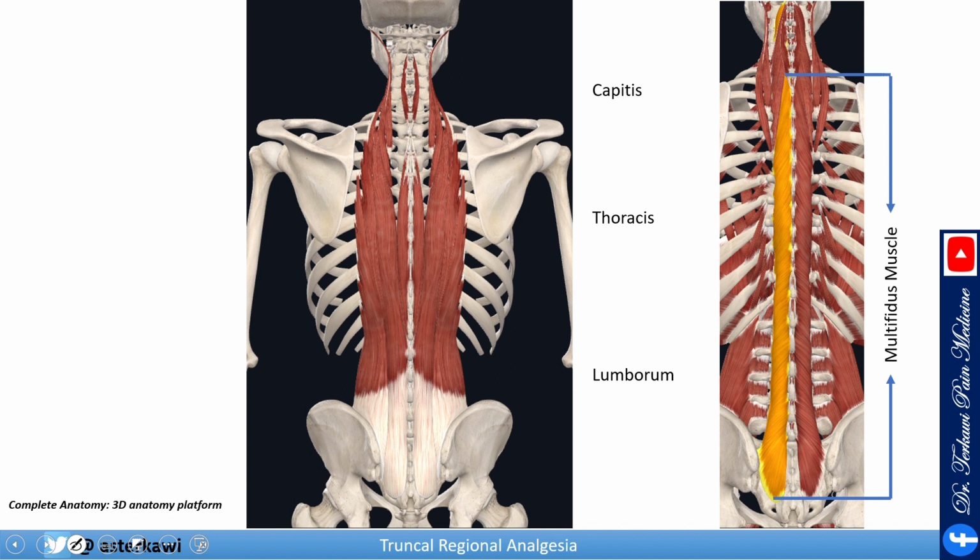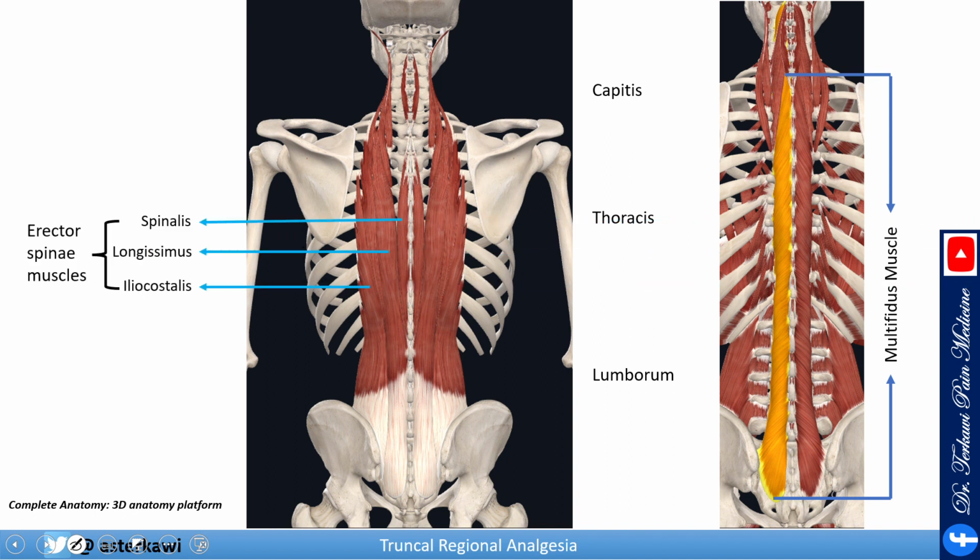It's important to know that this muscle goes from the sacrum all the way to the cervical. Then above that, we have the erector spinae muscle. It is very important to understand that the erector spinae muscle is basically a group of 3 muscles: spinalis, which is more medial, then next to it the longissimus, and then the iliocostalis.